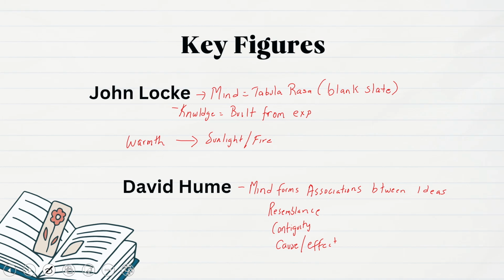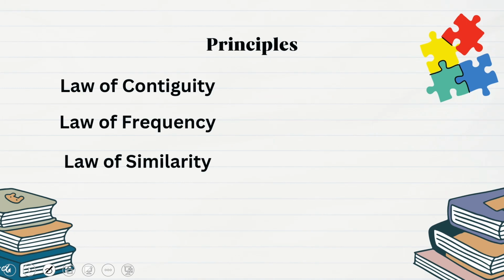For instance, when we see smoke, we immediately think of fire because of the association between the two that have been formed through repeated observation and through our experience. Now, let's take a look at certain principles on which the associationist theory is grounded. First is the law of contiguity.